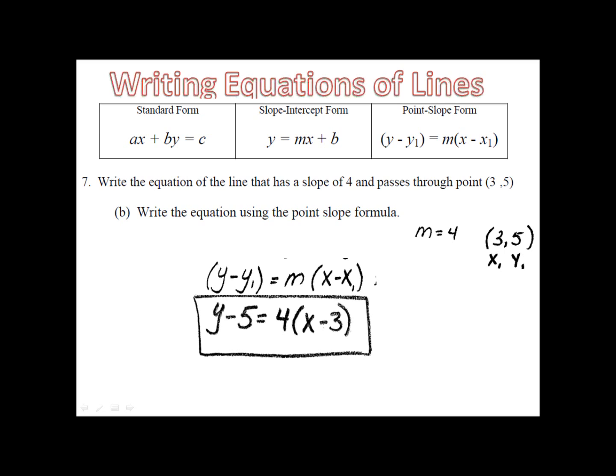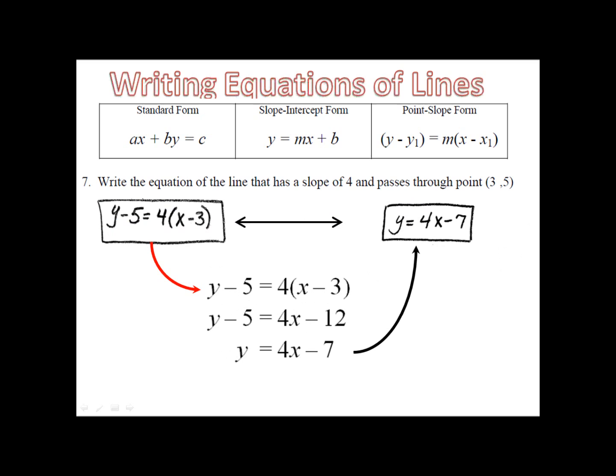These equations look really different, but they're actually the same thing. If we take y minus 5 equals 4 times x minus 3, and we do the algebra, use the distributive property, and then move our negative 5 over, we find that we end up with the same exact equation. Just two different ways to write the same thing.